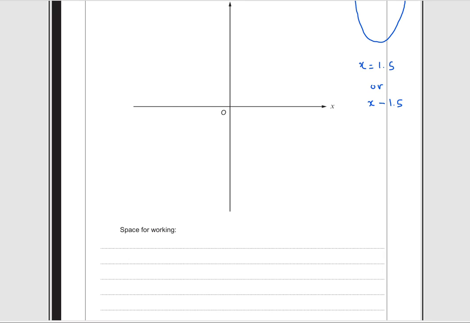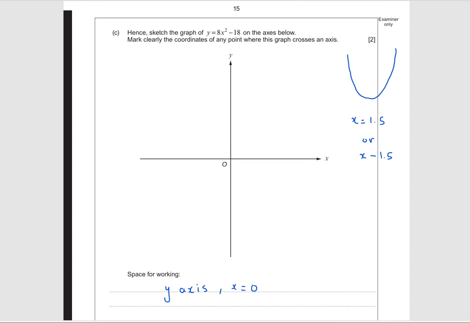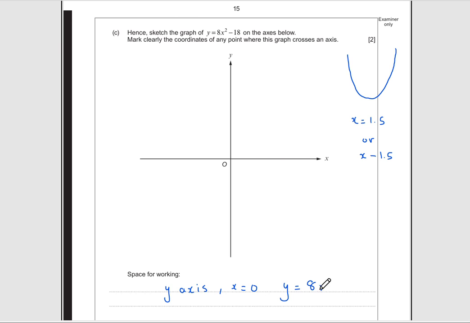I'm going to leave myself space there to draw my graph. And my original equation is 8x squared minus 18. If I sub 0 in, that's just going to be 8 times 0 minus 18, which is obviously going to give us negative 18 as the y-intercept.